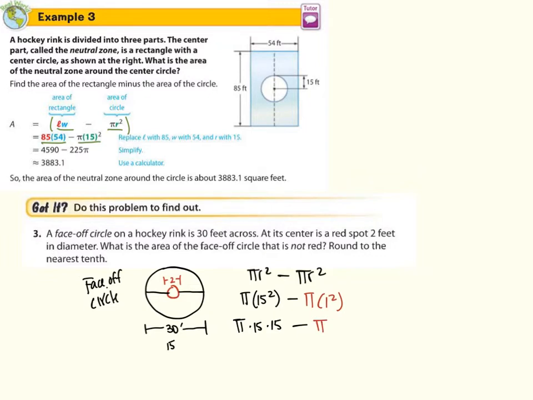So pi times 15 squared, that's going to give you about this, and then of course you have your pi button. Okay, so using 706.86 minus your pi, and you're going to get an answer of about 703.7 feet squared is the area around the red dot in the middle.